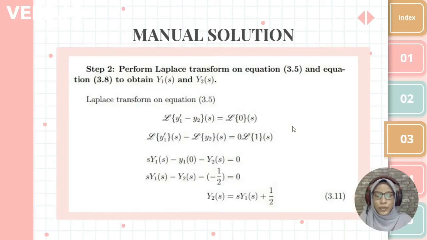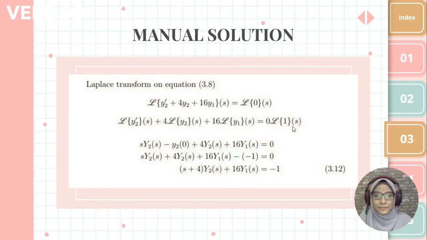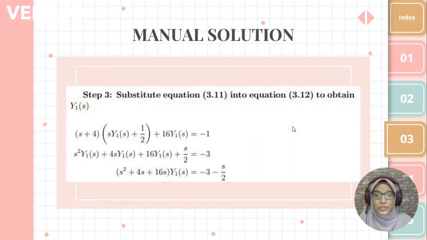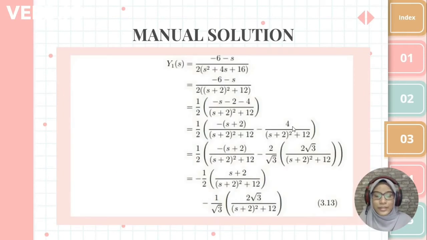Step 2. We need to perform Laplace transform on equations 3.5 and 3.8 to obtain Y1(s) and Y2(s). These are the calculations. For step 3, we need to substitute 3.11 into equation 3.12 to obtain Y1(s). And then we will get this.